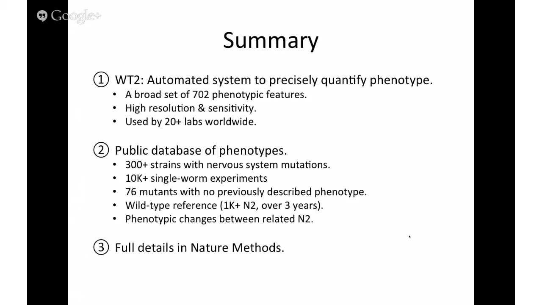We've got a wild-type reference, so you know this question of, wait, what is a control? What does a control even do? What is a real worm? What's a normal worm? We're able to answer that with about 1,000 worms that were collected over 3 years, which should have virtually identical genetics, because the rate of mutation in a worm is about 10 to the negative 8 per generation per site on the genome. And we have the phenotypic changes, so the differences between related wild types. And all the details are now available in this Nature Methods paper.